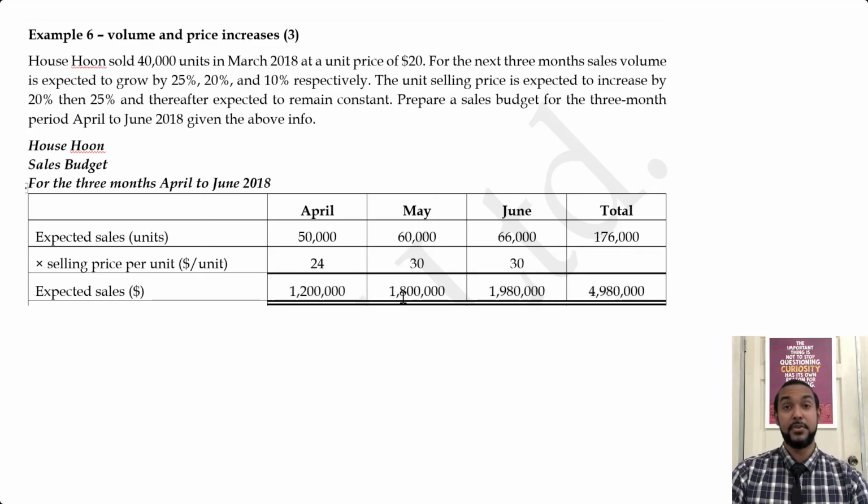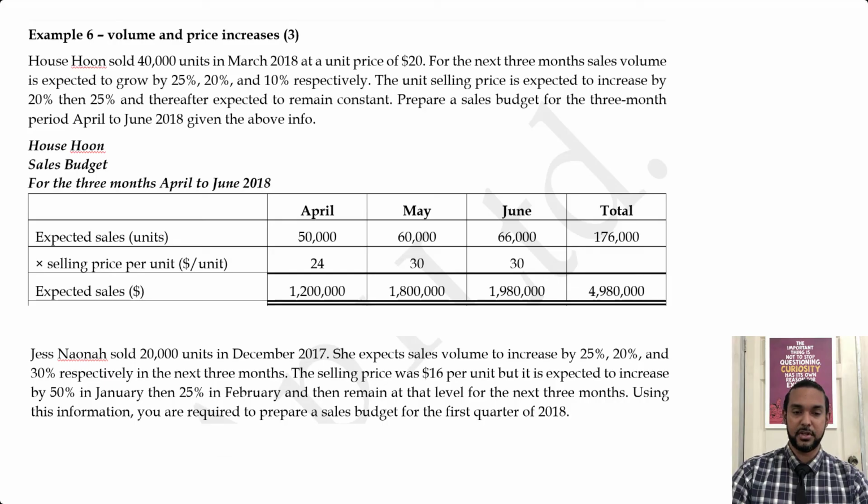Okay, so I have one for you guys to try. So 20,000 units in December 2017. She expects sales volume to increase by 25%, 20%, and 30% respectively in the next 3 months. So the selling price was $16 per unit, but is expected to increase by 50% in January, then 25% in February, and then remain level for the next 3 months. So using this information, you are required to prepare a sales budget for the first quarter 2018.